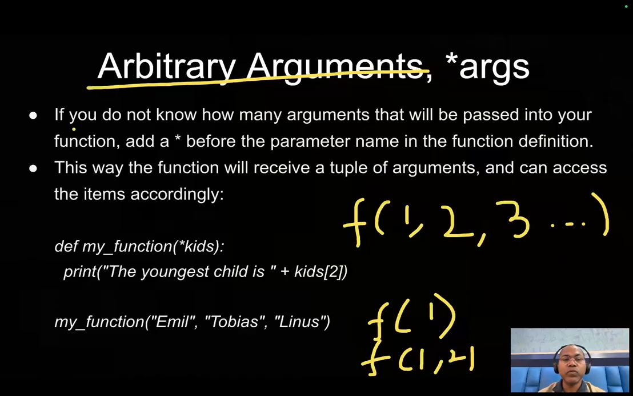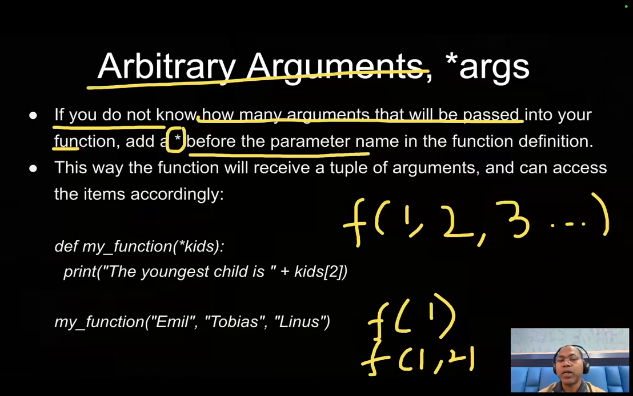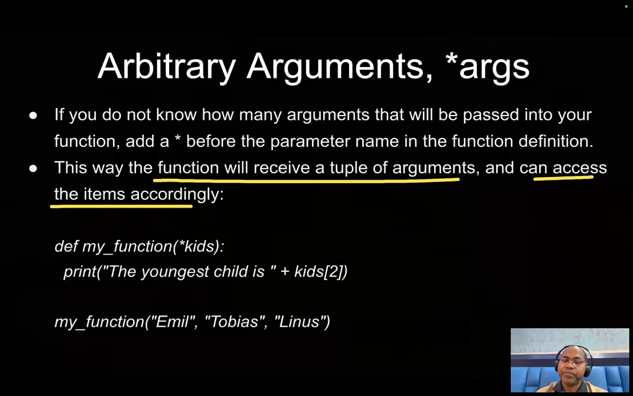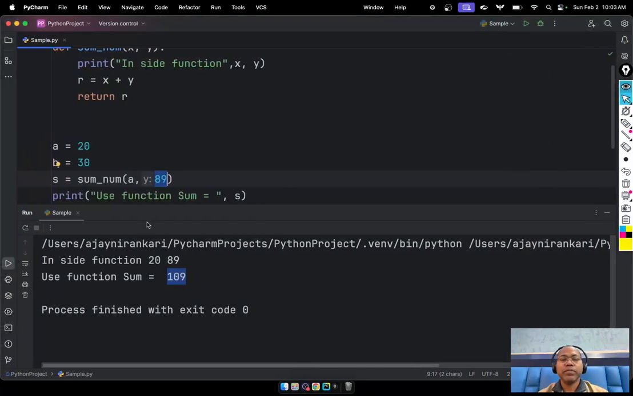That means if you don't know how many parameters will be passed to your function, you can use an asterisk before the parameter name in the function definition. So while defining the function, you can say, hey, this input parameter can be arbitrary. This way the function will receive a tuple of arguments and the items can be accessed directly. Let us see an example here.